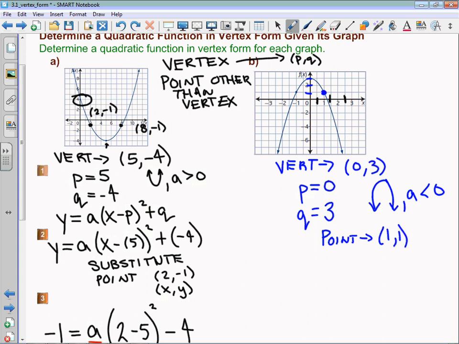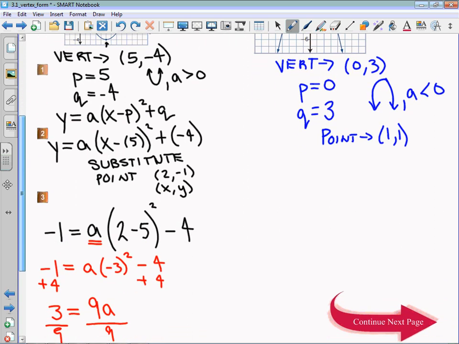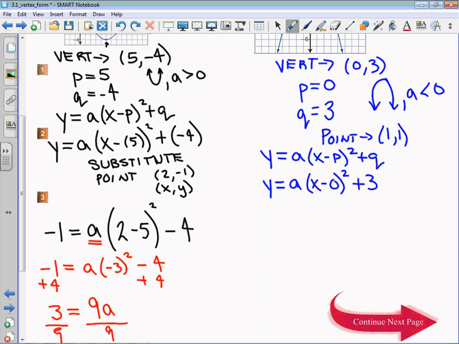All right, so now we're going to take our vertex form, y equals a times (x minus p) squared plus q. I'm going to do p and q first, and then I'll do the point next. I'm going to have y equals a times (x minus 0) squared plus 3. Let me clean that up a little bit, because that's y equals a times x squared plus 3.